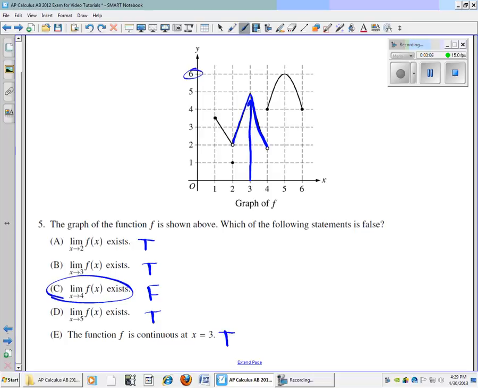So the only one that was false was letter C, and that is our answer.